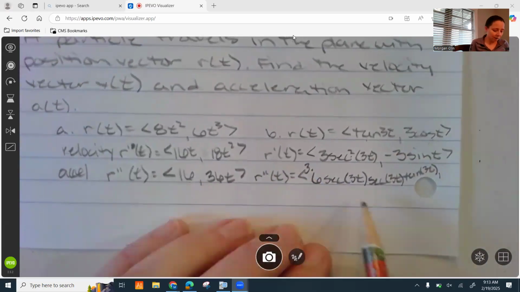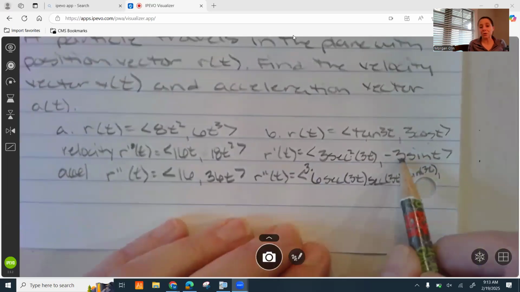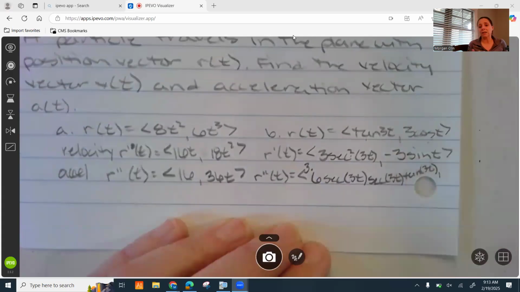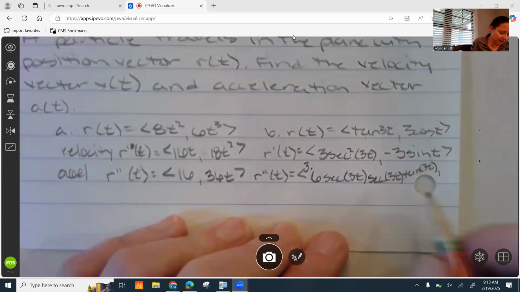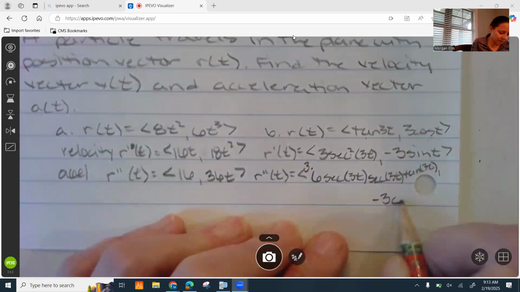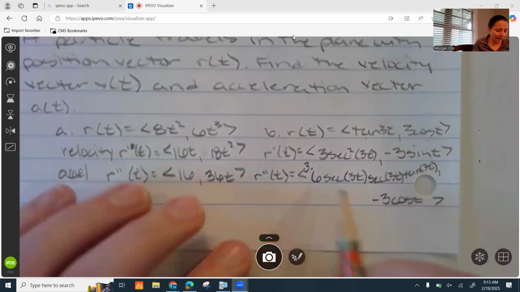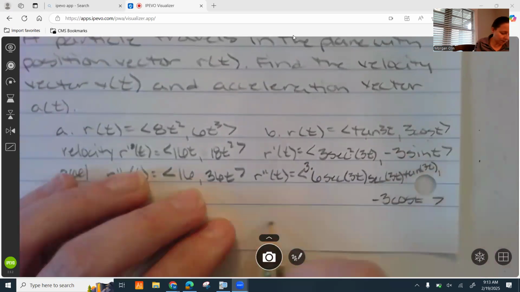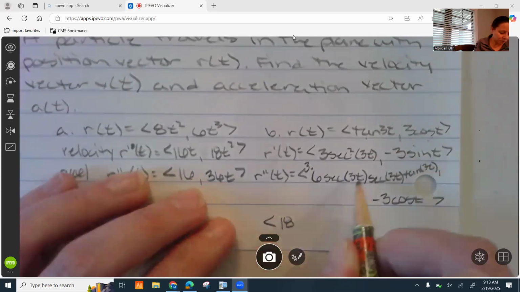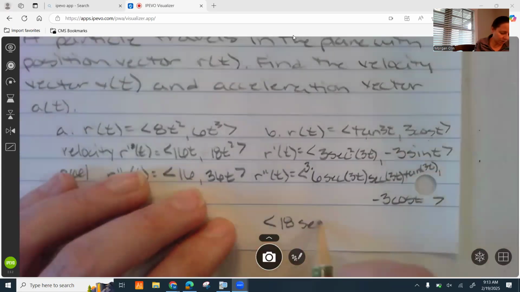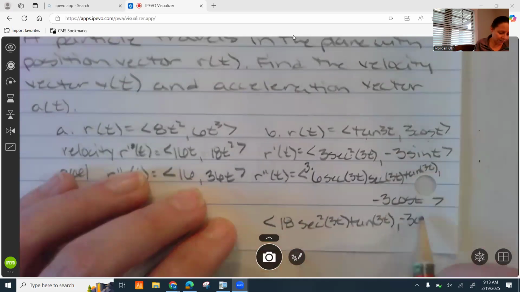Now I'm going to go down here. So now this one's a little bit simpler. Negative 3 sine t, derivative of sine is cosine. So this is going to still stay as negative. Like that. Now I can clean this up. So that vector is going to be 18. Now notice I have 2 of these. So secant squared of 3t, tangent of 3t. And then I have the negative cosine of t.